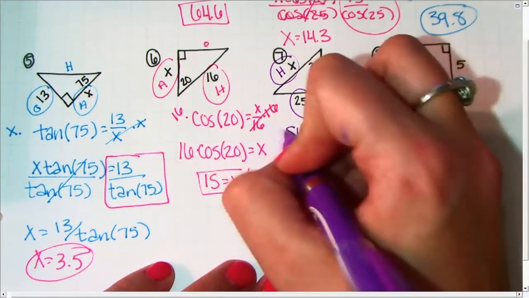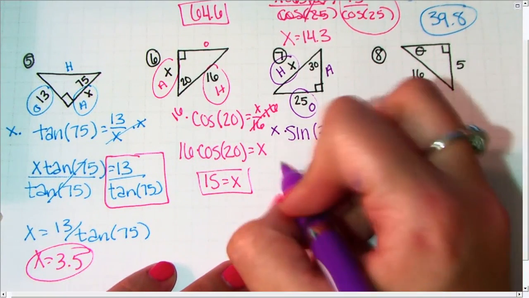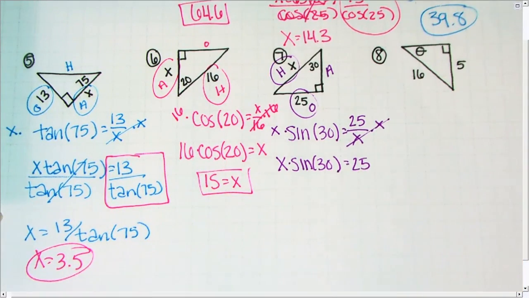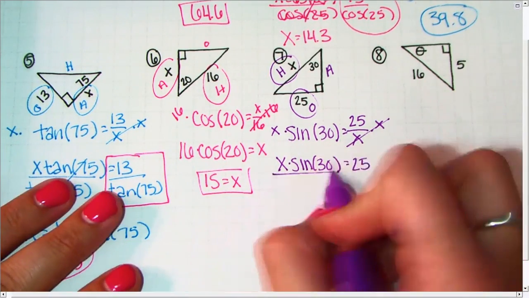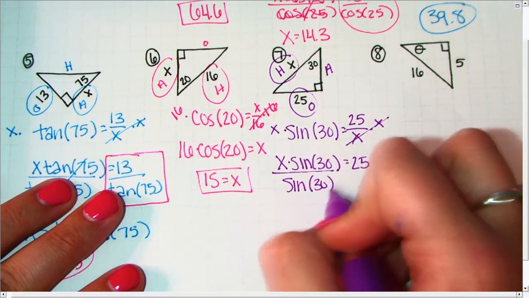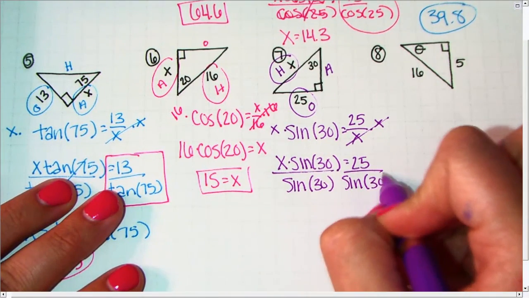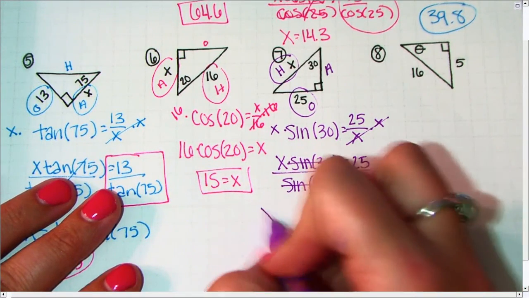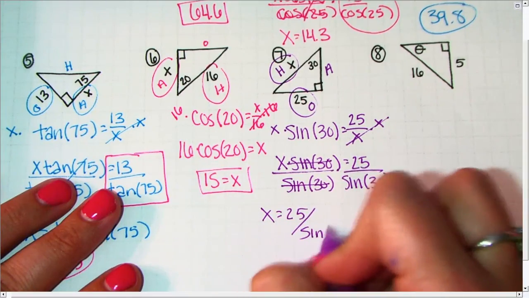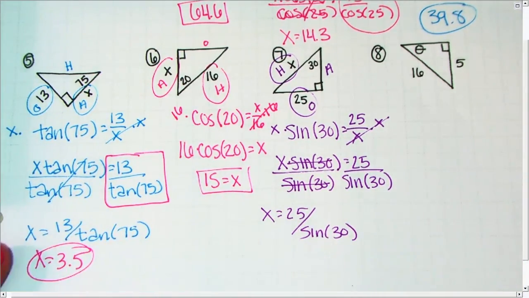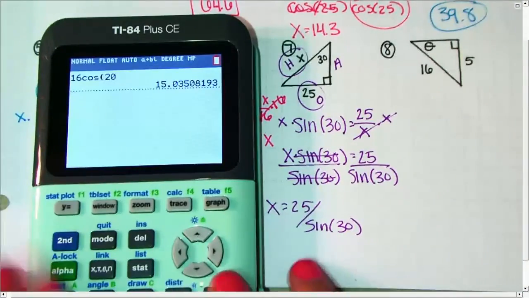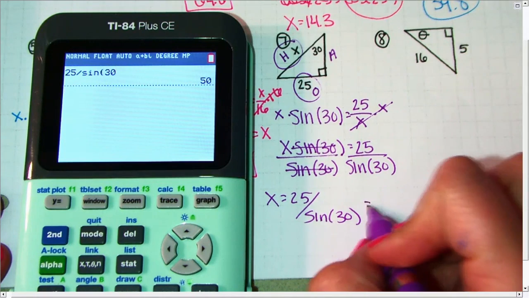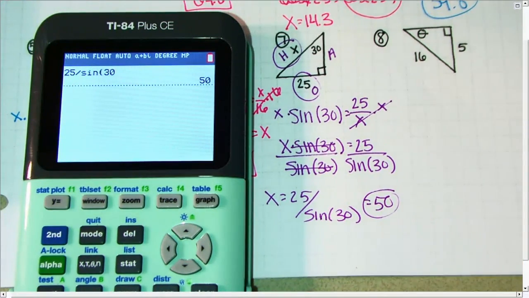Multiply both those sides by X because I'm multiplying by the denominator. So I get X times sine of 30 equals 25. To get X by itself, I have to divide by the trig function. Sines will cancel, and I'm left with X equals 25 over the sine of 30. X is isolated, which means calculator can be used. So 25 divided by the sine of 30 is 50. So my X answer is 50.